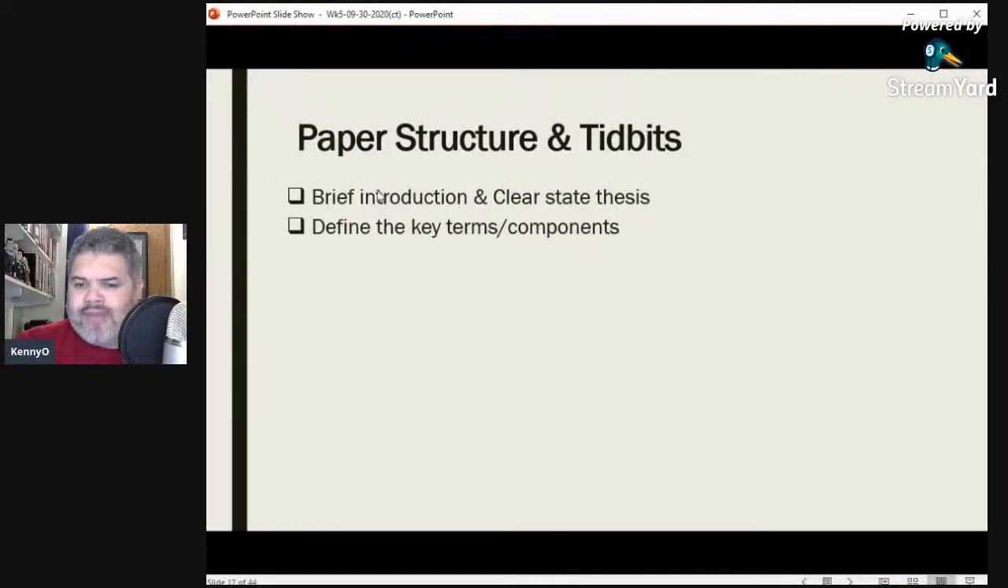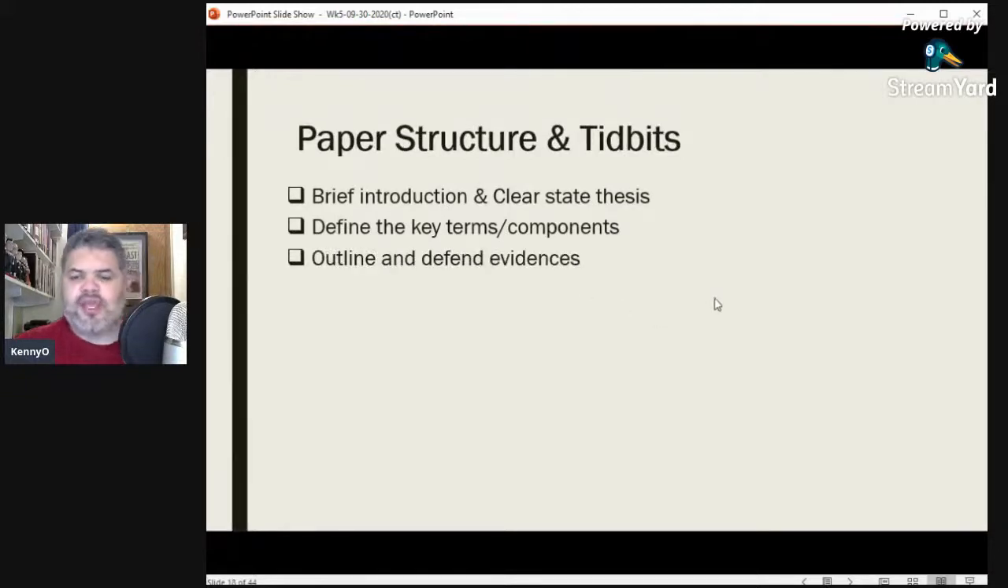So you're going to have a brief introduction, clearly state your thesis. You're going to define your key terms, components. Then you're going to outline and defend your evidences, right? As I talked about. So this is the structure of your paper. Start with a brief introduction, clearly state your thesis, give some definitions if necessary, and then begin to outline and defend each piece of evidence. Here's evidence 1, here's evidence 2, here's evidence 3. And each of these evidences should be a separate section of your paper that you are then outlining.